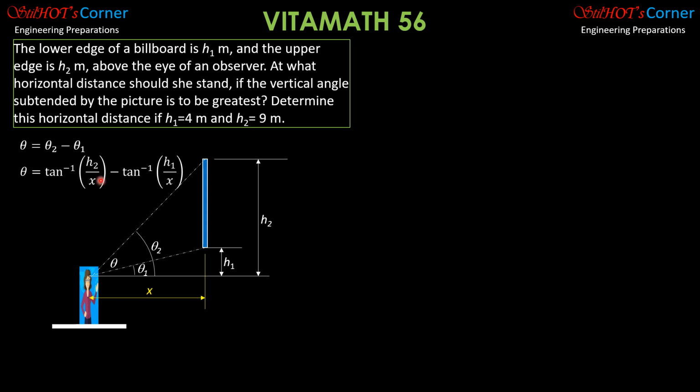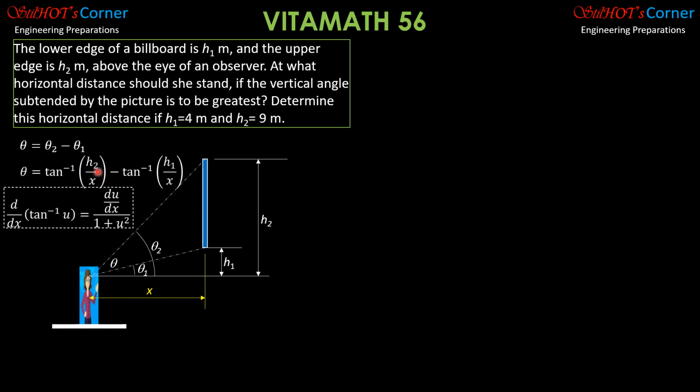Before differentiating this, imagine that this is u in general, and the derivative of inverse tangent of u, if you can recall, is the derivative of u with respect to x, over 1 plus u squared. So this is the guide derivative for the inverse tangent function. Derivative of inverse tangent of u is du dx over 1 plus u squared. In this case, the u is h2 over x, and in this case, the u is h1 over x.